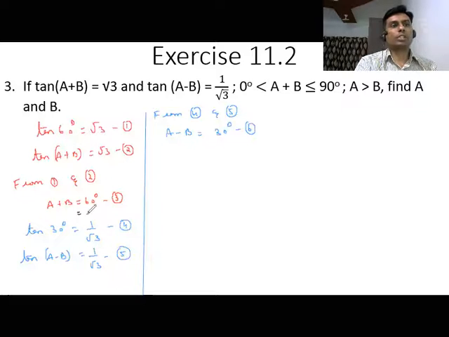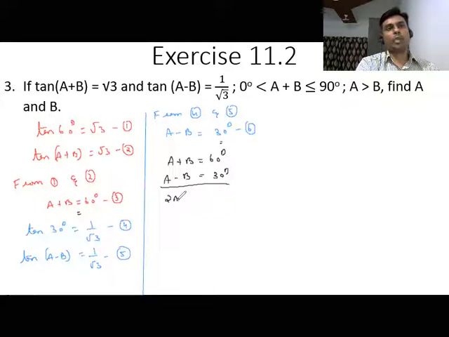Now look at these two equations. A + B is 60, A - B is 30. I can use equation 3 and equation 6. So I'll write them. A + B is equal to 60 degrees. A - B is equal to 30 degrees. If I add them, what will I get? A plus A, 2A. Then B will get cancelled. It is equal to 60 plus 30, 90 degrees. So what is A? A will become 45 degrees. So A we got. A is 45 degrees.